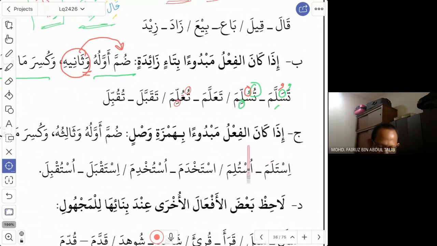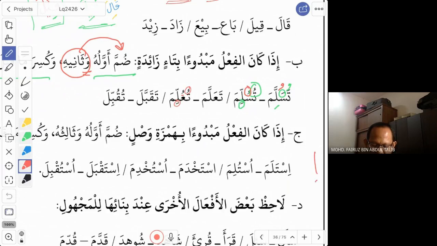إذا كان الفعل مبدوءا بهمزة وصل. If the fi'il is started with hamza, and this hamza is called hamza wasl. Hamza wasl is the one without the hamza symbol. It is the alif without the hamza symbol. This is not hamza wasl. This is the hamza wasl. This is just the term hamza wasl.